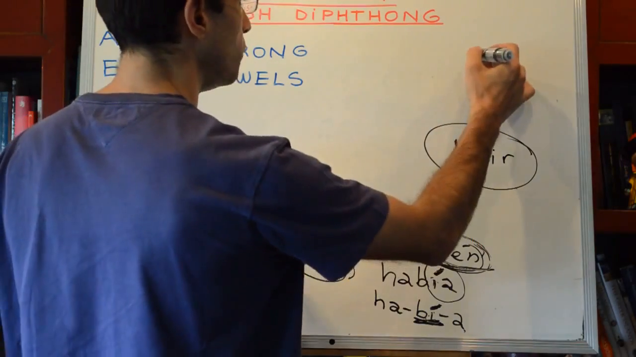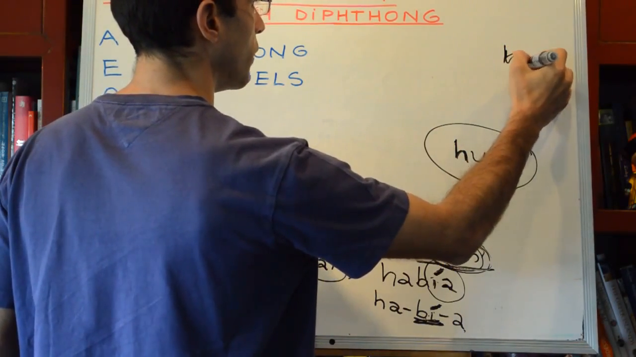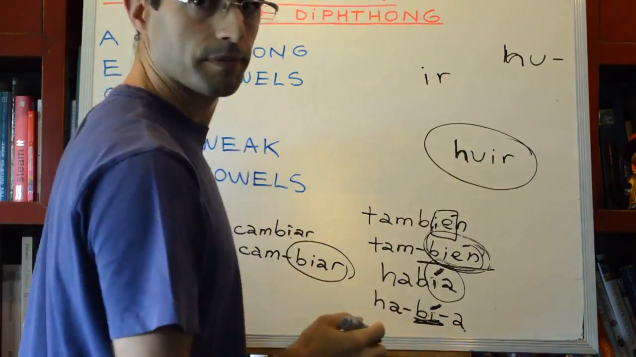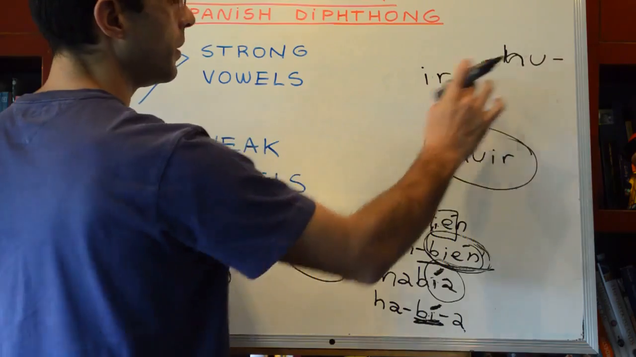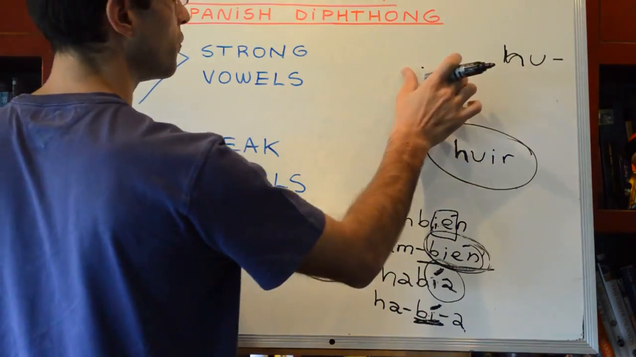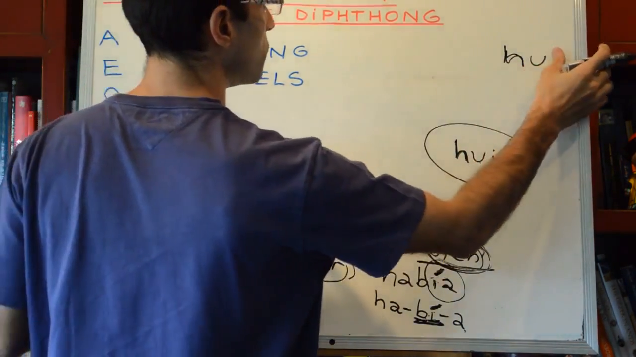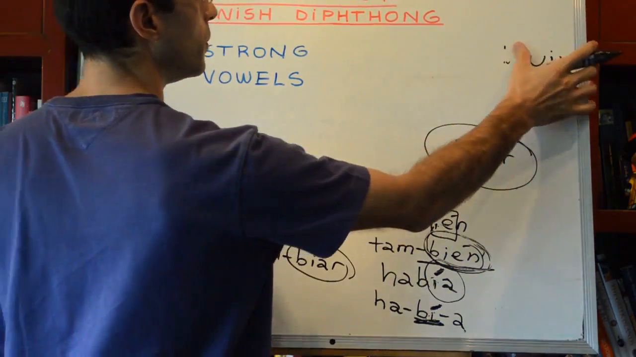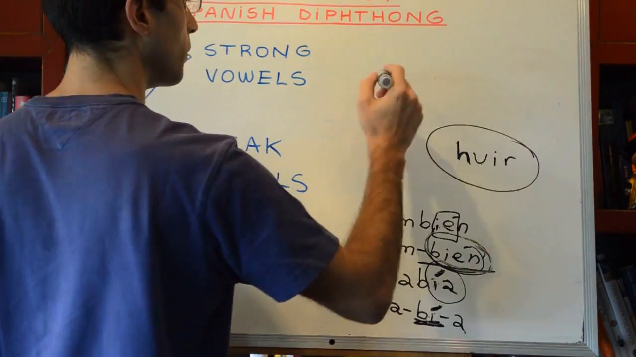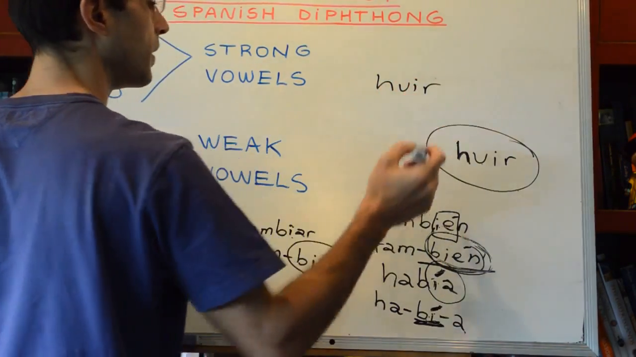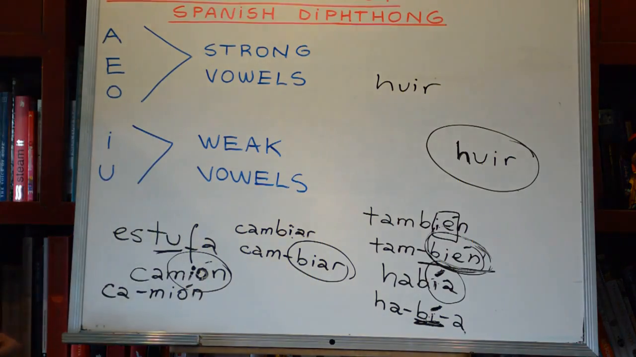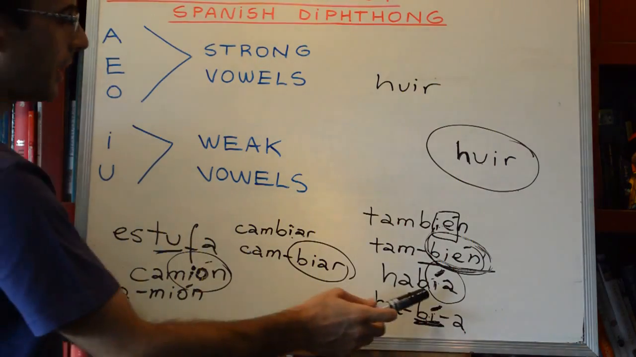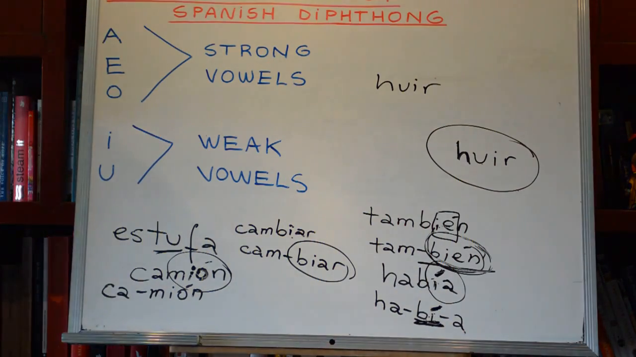If you're writing and you reach the end of the line, you cannot do this and continue writing ir. You cannot, because huir is one single syllable. It's monosyllabic. So you either write it all here, or you write it in the next line. Huir. Right? So, remember, diphthongs you cannot separate in syllables. Hiatus, you can separate in different syllables.